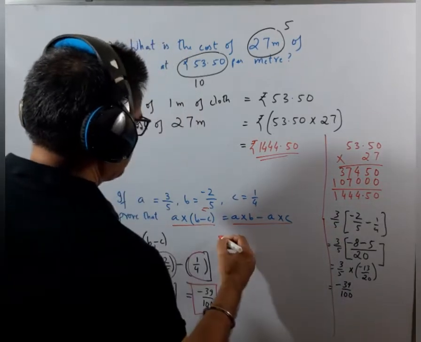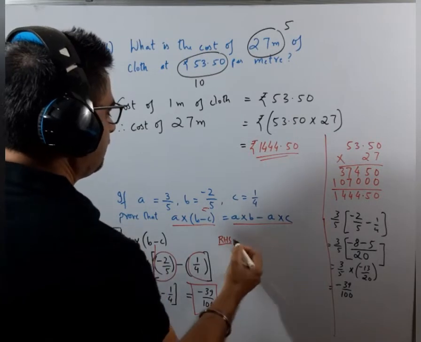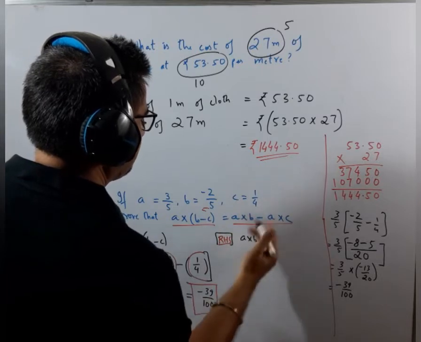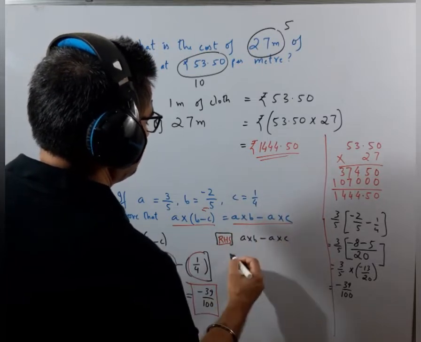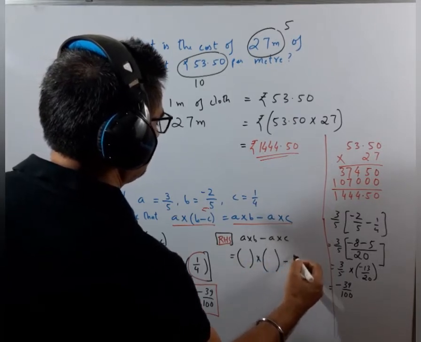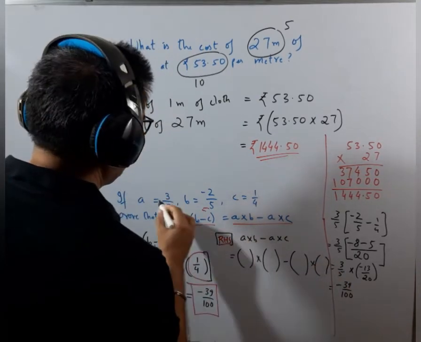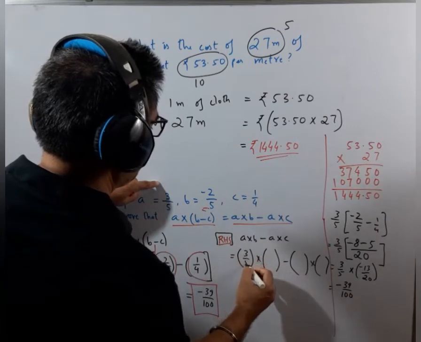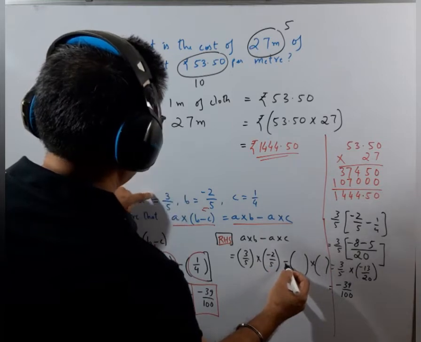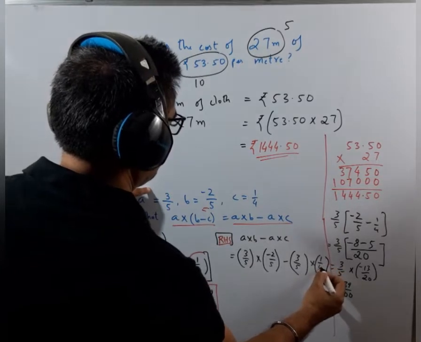Now, what is the right hand side? The right hand side of this equation is A into B minus A into C. Now, let's skip substituting. A into B minus A into C is what we are going to write. So A. What is A? A is 3 by 5. What is B? It's minus 2 by 5. What is A? It's 3 by 5 again. And what is C? It's 1 by 4.